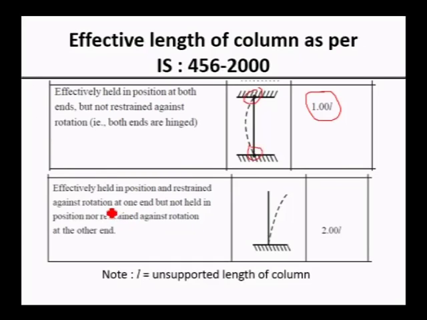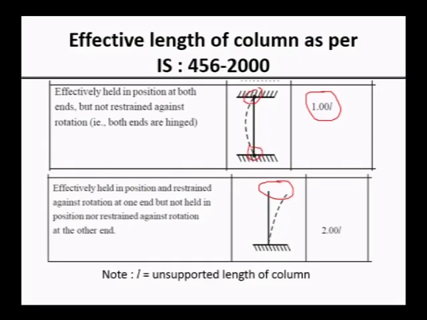Fourth condition is effectively held in position and restrained against rotation at one end, but not held in position. Not held in position means it is not fixed and not restrained. Rotation is also allowed, and it is free at one end and fixed at the other end. Okay, this is just like a light pole or a flag hoisting pole. You can see one end is fixed, another end is completely free.